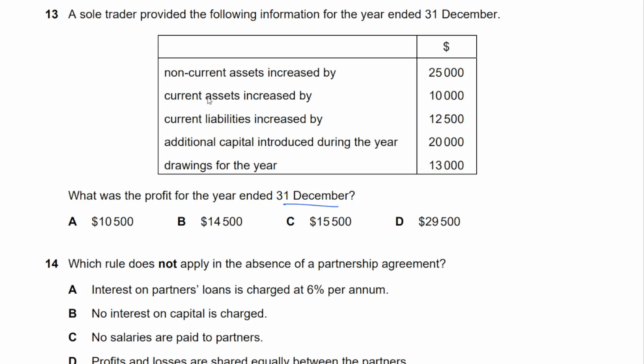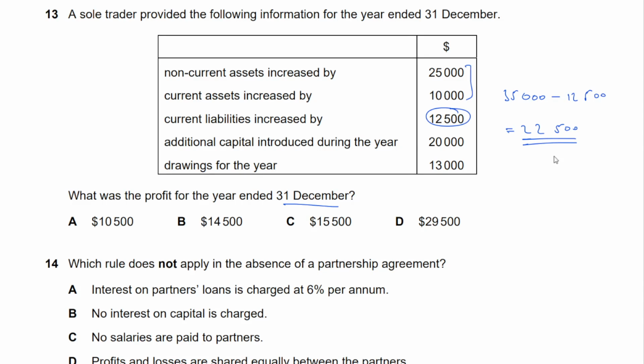So how do we calculate capital? To calculate the change in capital in this case, because we have the change in non-current assets, the change in current assets, and the change in liabilities, we can calculate the change in capital by doing assets minus liabilities. That's the equation. So if our non-current assets plus current assets changed by 35,000 in total, minus the current liabilities, which changed by 12,500 in total, the total change in our capital is 35,000 minus 12,500. That's 22,500. That's by how much the capital changed.